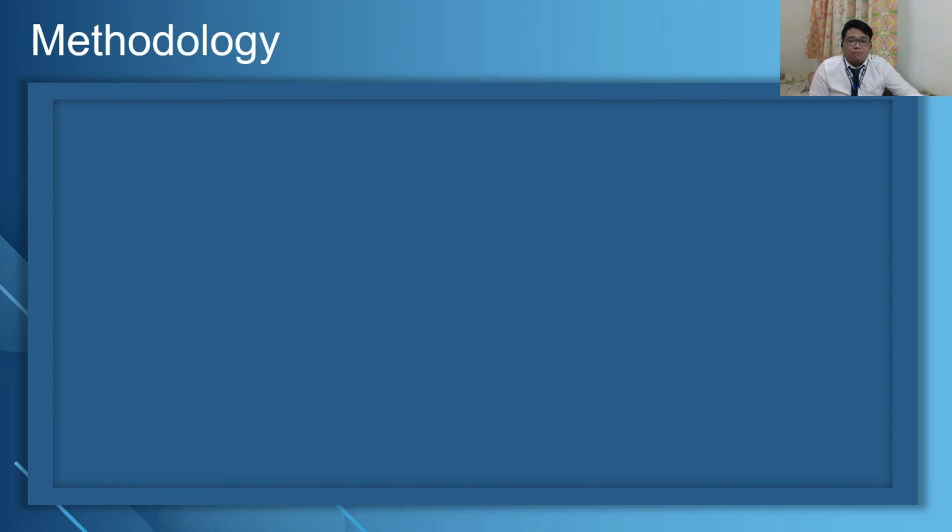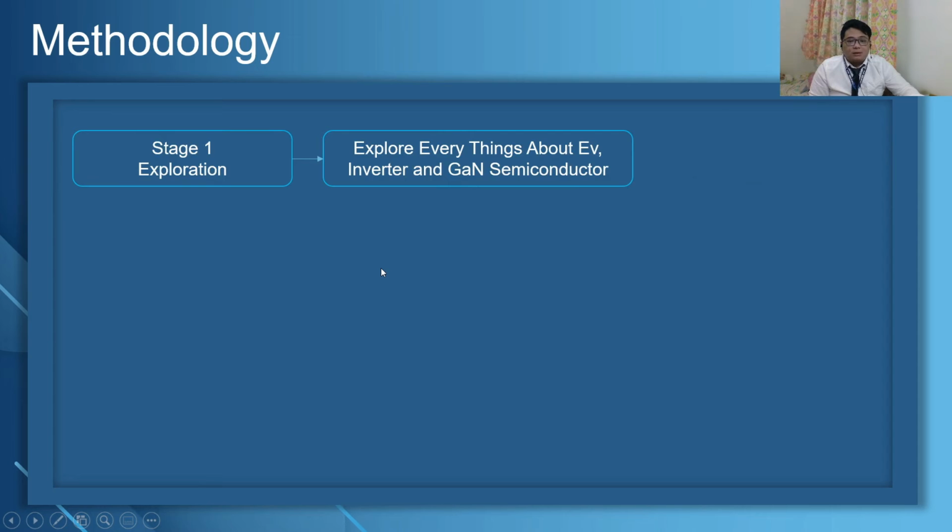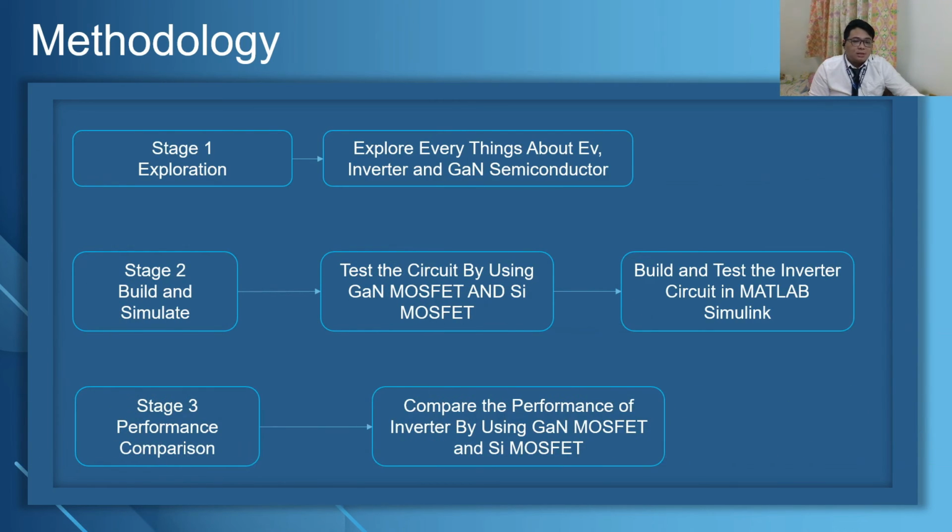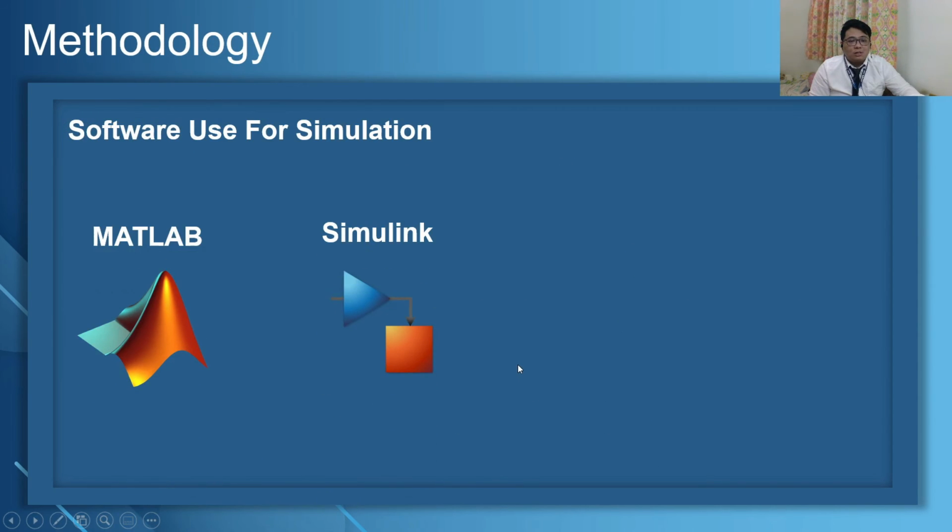Next is the methodology of this project. The project will be separated into 3 stages. The first stage is the exploration stage, which is to explore everything about electric vehicles, inverters, and gallium nitride semiconductors. The second stage will be build and simulate. In this stage, we test the circuit by using the gallium nitride MOSFET and silicon MOSFET, and also build and test the inverter circuit in MATLAB Simulink. The last stage is the performance comparison, which is to compare the performance of the inverter by using gallium nitride MOSFET and also silicon MOSFET.